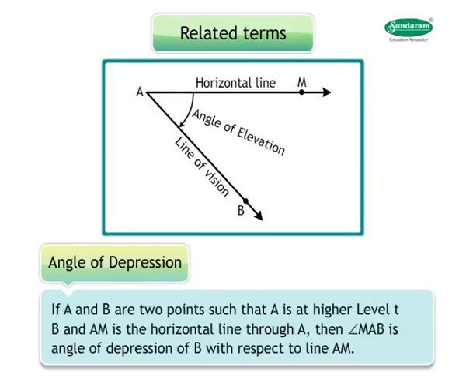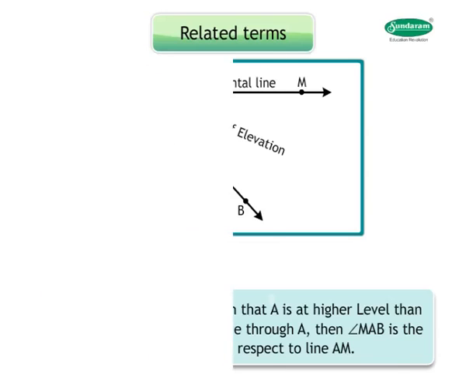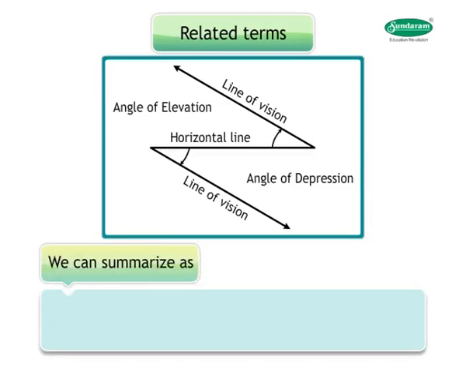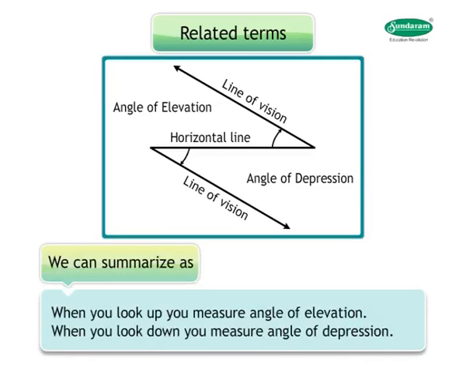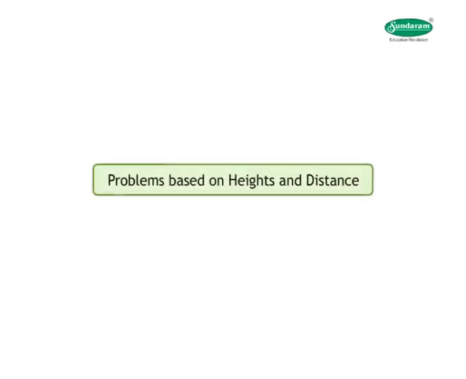Angle of depression. If A and B are 2 points such that A is at higher level than B and AM is the horizontal line through A, then angle MAB is the angle of depression of B with respect to line AM. We can summarize as: when you look up, you measure angle of elevation. When you look down, you measure angle of depression. Let us solve problems based on heights and distance.